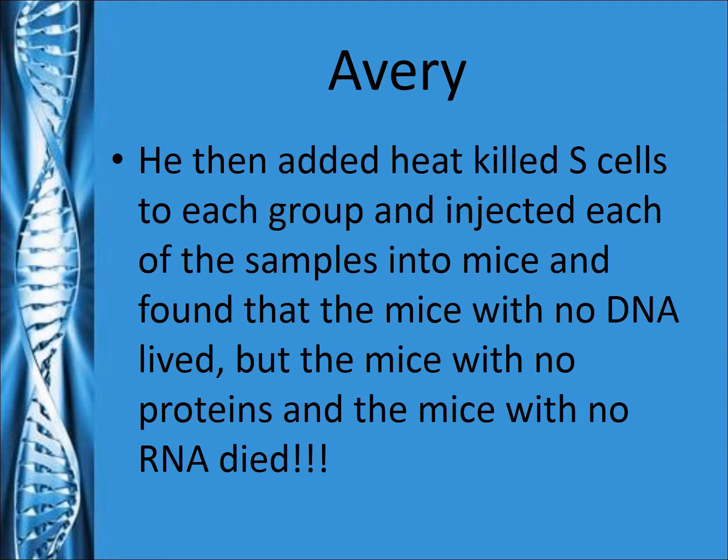They then decided to take those 3 test tubes from the previous slide, and they added heat-killed S pneumonia cells to each of those test tubes. They took samples from each and injected them into mice. What they found is that the only mice that survived were the ones where the DNA nucleases had been added, so from the test tube where there was no DNA. From that, they were able to conclude that something about the DNA must have been what was killing the mice.